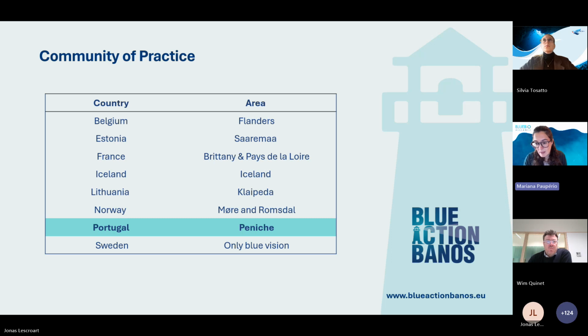These are the communities of practice that each country worked with. And in case of Portugal, I will talk more about this specific community of practice. It was developed in Peniche. Next slide, please.